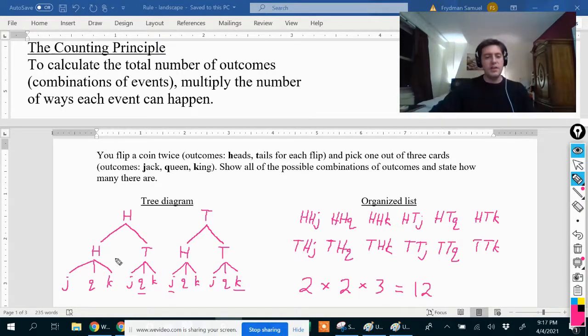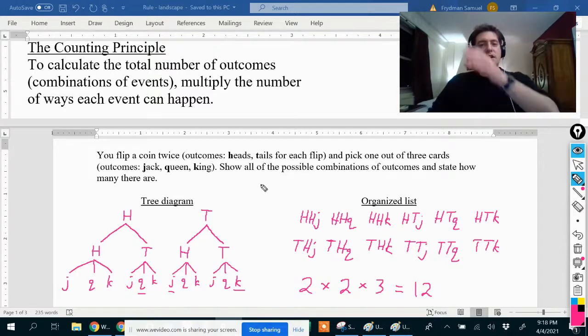Okay, and you can see these 4 outcomes here each had 3 branches coming out of it. So it makes sense that I should then do times 3, right? 2 times 2 gives me these 4 over here. And then if there are 3 branches coming out of each one, then I should do 4 times 3 to figure out how many combinations there are total. Okay, so that's the counting principle. Just take how many different ways each thing can happen and multiply it all out.